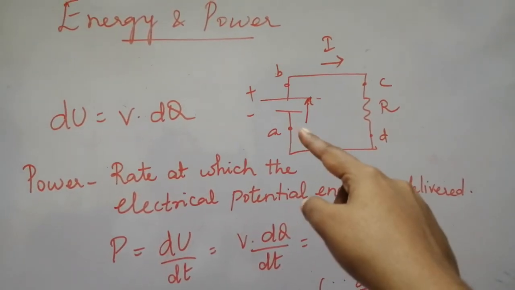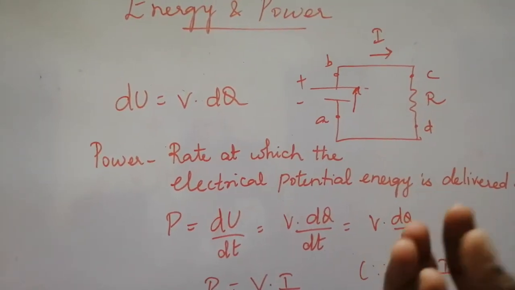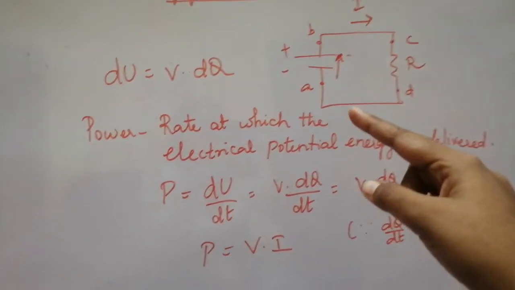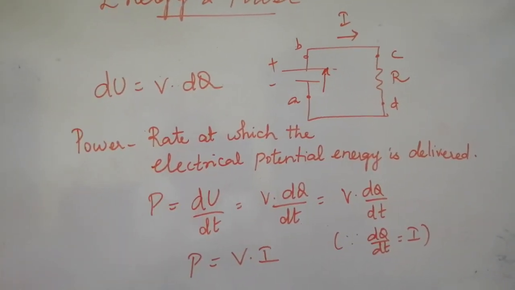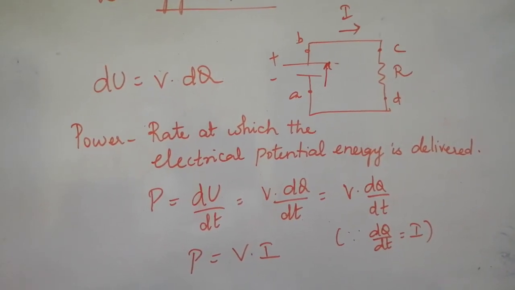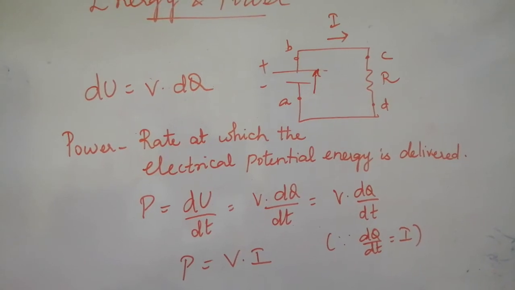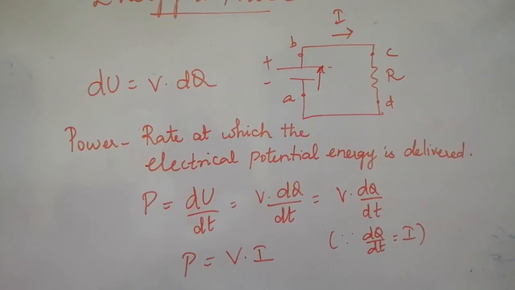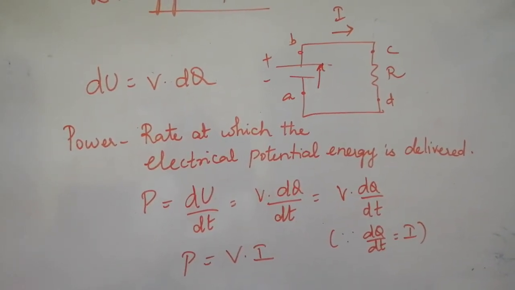So how do the electrons start to flow in the battery? Because of the chemical reaction, some energy is gained by the electron when it flows from A to B, which is dU equal to V into dq. dq is the charge that flows from A to B, and it obtains energy equivalent to the potential difference V between the electrodes, right? So dU is equal to V into dq.